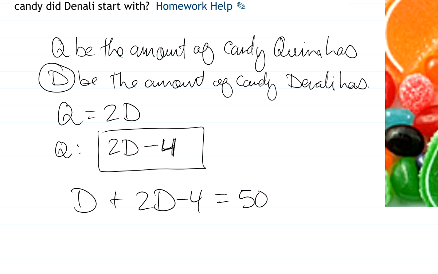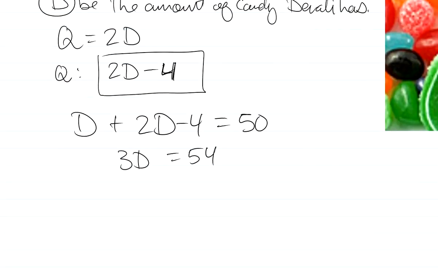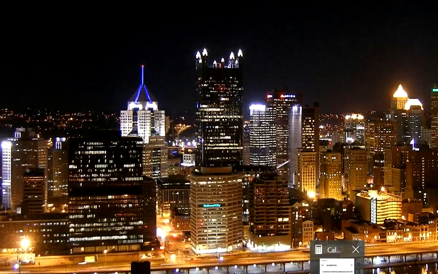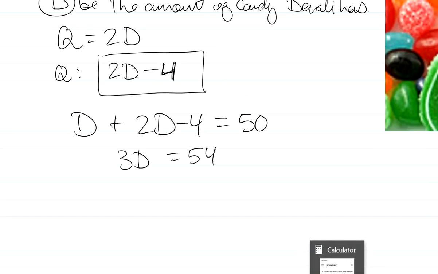So it's pretty easy to solve this, right? I've got three D's and I'm going to add four to both sides, so that's 54. And yes, I literally am taking 54 and dividing by three, it's late. I get 18. So D has to be 18 pieces of candy.